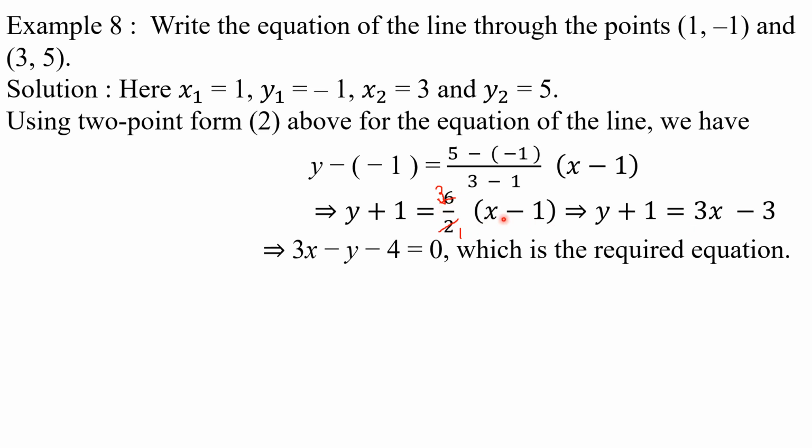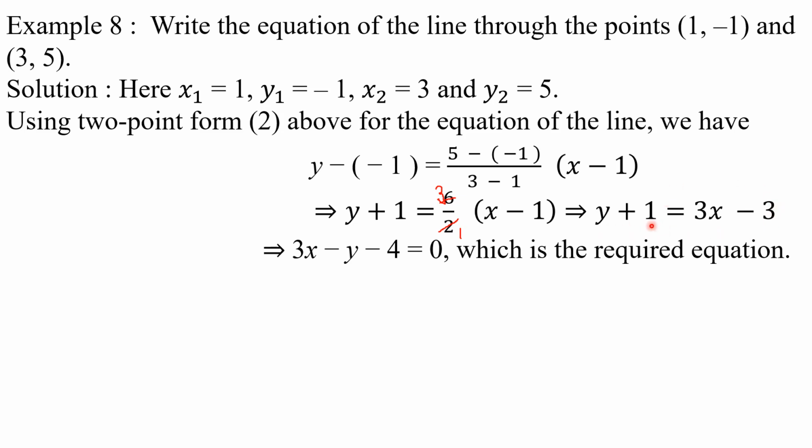Now let us multiply these two. Then what will we get? 3 into x, 3x, minus 3 into 1, 3. Understood this step, my children? This implies, now let us arrange these terms in such a way that the x term should be positive. So here 3x is a positive term, so let us transpose these two terms to this side.